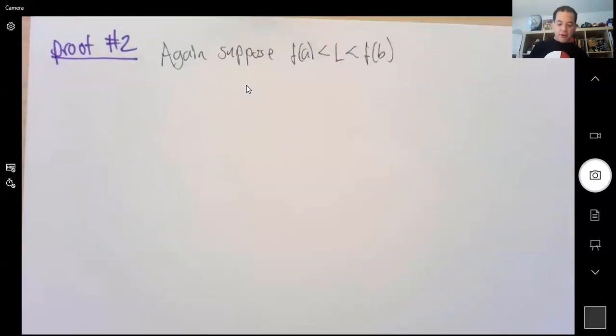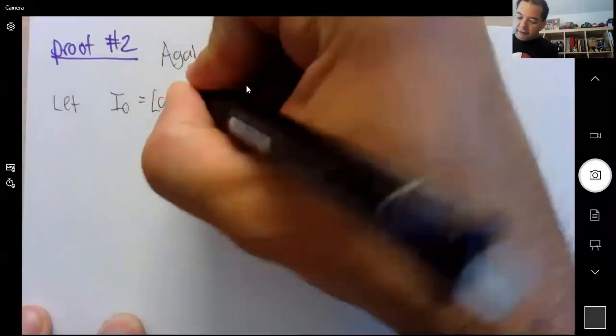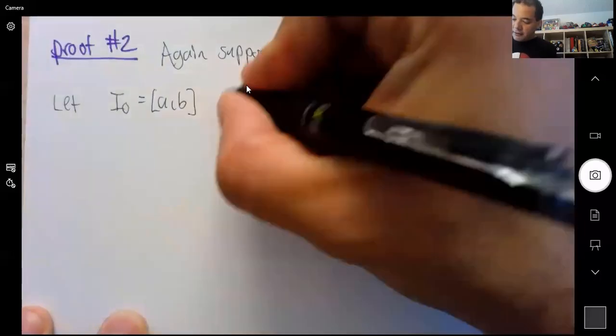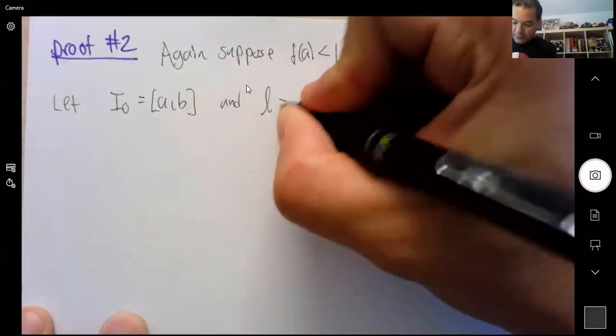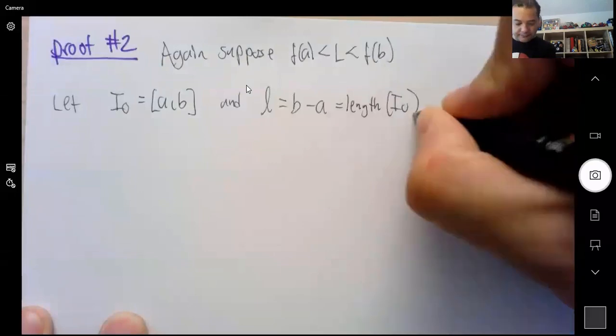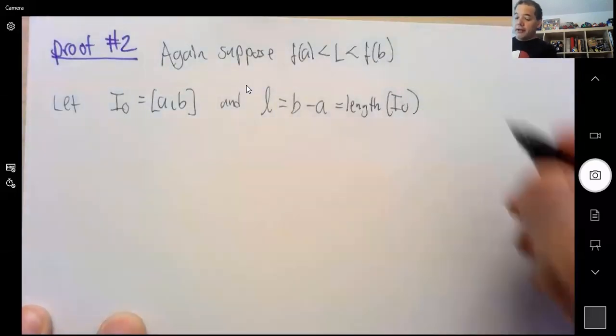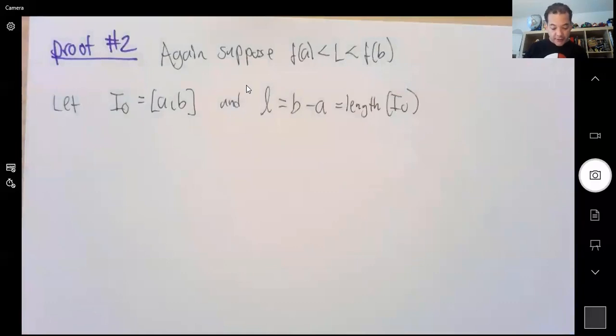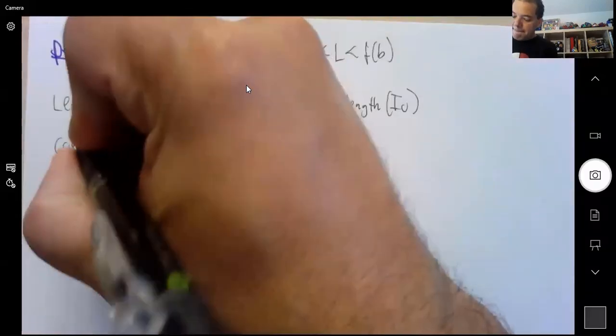And here's what we're gonna do this time. We're gonna construct some intervals. We're gonna start with our big interval AB as I sub 0. So let I sub 0 be the interval AB, and let the length be B minus A. So that's going to be the length of the interval I sub 0. And then we're going to consider the midpoint of that interval, and we're going to call it C. Consider the midpoint.